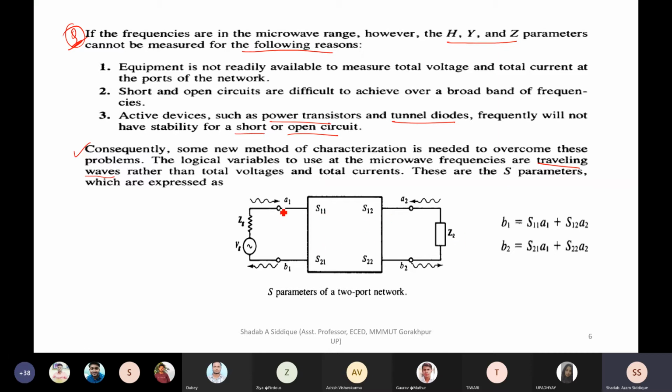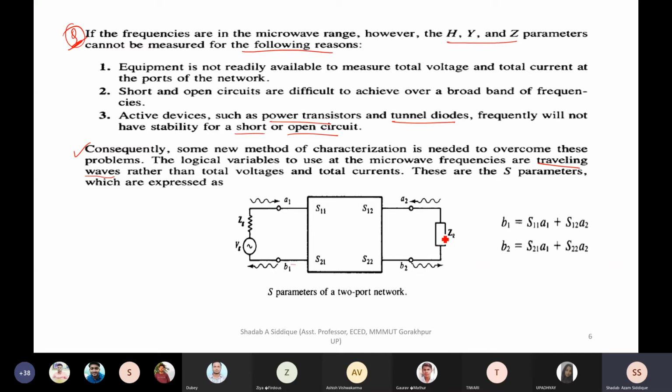Now we have the two ports. The first port is represented here, and the second port is given here. We are applying some voltage, and with the impedance given here there will be some current. So the voltage wave is traveling, as well as the current inside this two-port network. Some of the voltage and current will be transmitted and go to the load side, but some of it will be reflected back through this port only, on the other side.